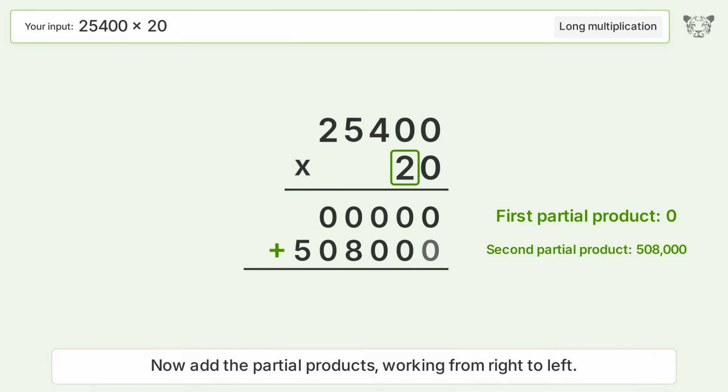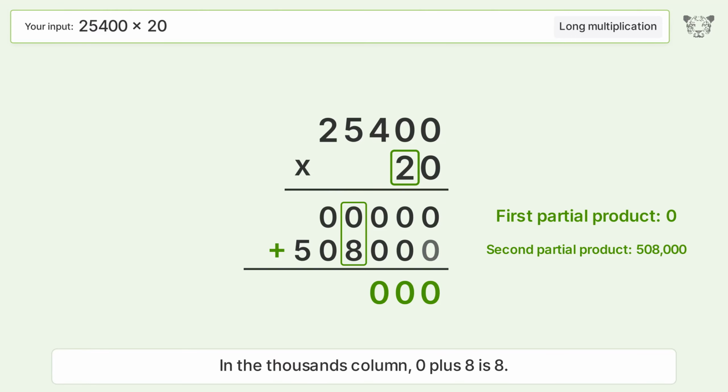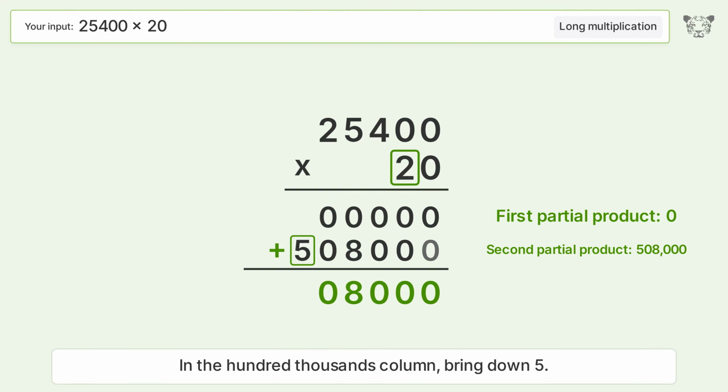Now add the partial products, working from right to left. The ones, tens, and hundreds columns each add to 0. Move right to left, one column at a time. In the thousands column, 0 plus 8 is 8. In the 10,000s column, 0 plus 0 is 0. In the 100,000s column, bring down 5.